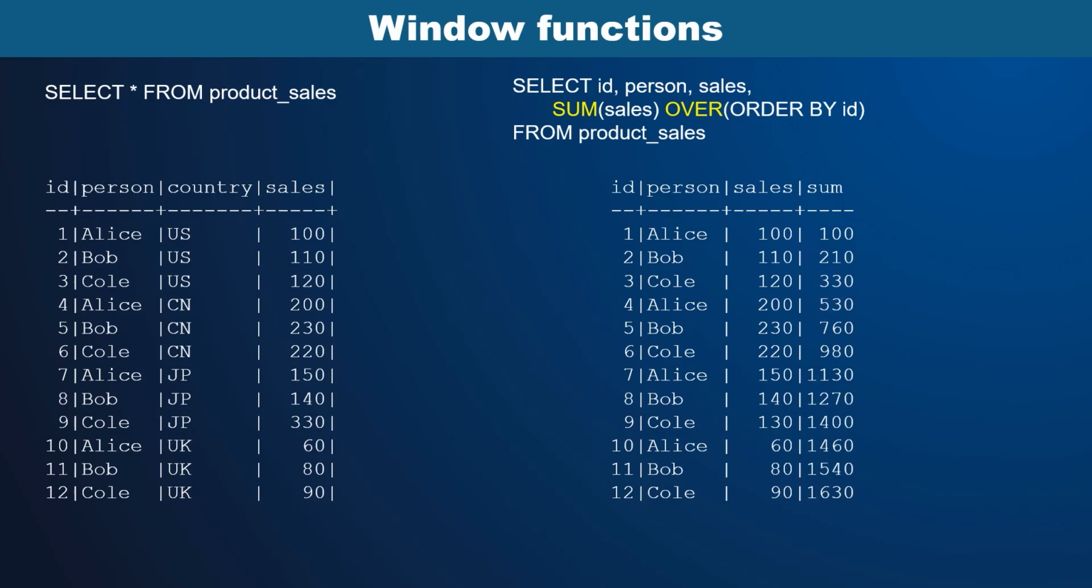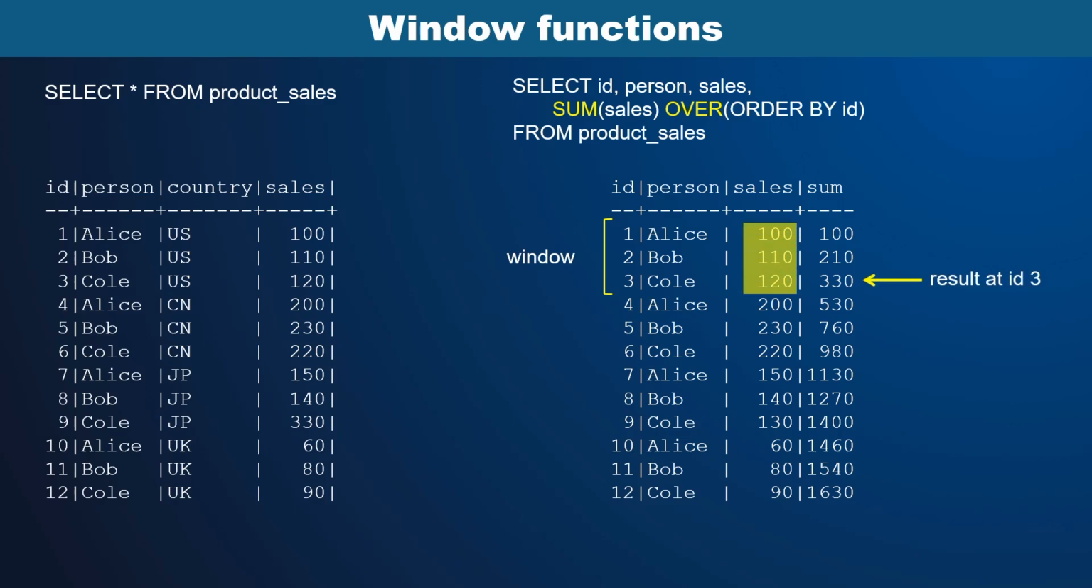We start at the first step. The current row is at ID 1. The window contains only the row with ID 1. The sum function results in just 100. Next step. The window is expanded by one more row. Now it contains ID 1 and ID 2. The sum function calculates the total sales value in the window, and the result for the current step at ID 2 is 210. Next step, the window is expanded by one more row. Now it contains rows from ID 1 to ID 3. The sum function calculates the total sales value in the window, and the result for the current step at ID 3 is 330.